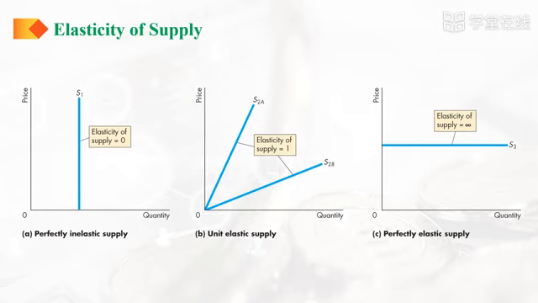If there is a price at which sellers are willing to offer any quantity for sale, the supply curve is horizontal, and the elasticity of supply is infinite. Supply is perfectly elastic. This case is shown in the right chart.